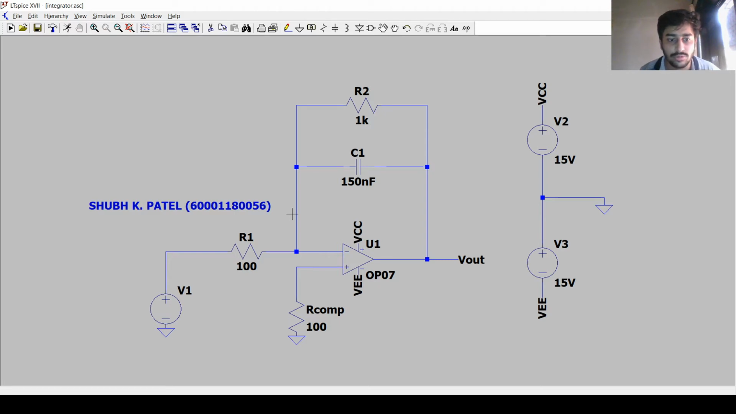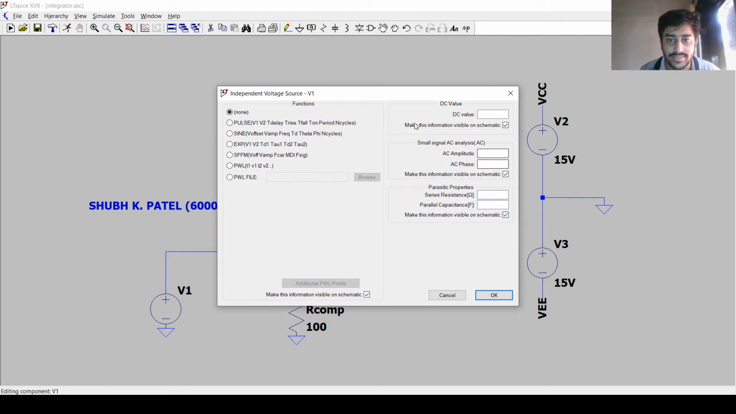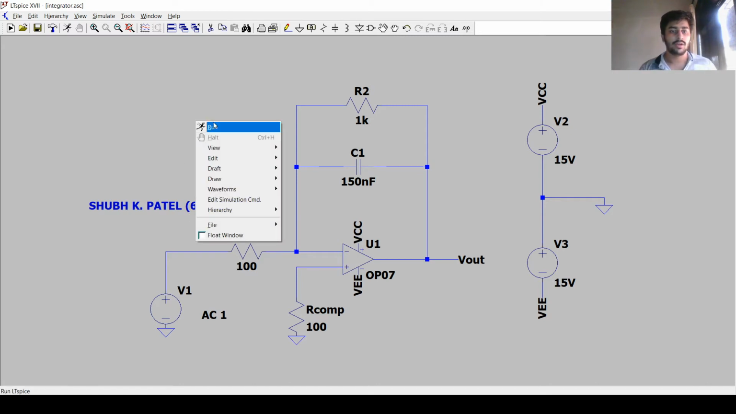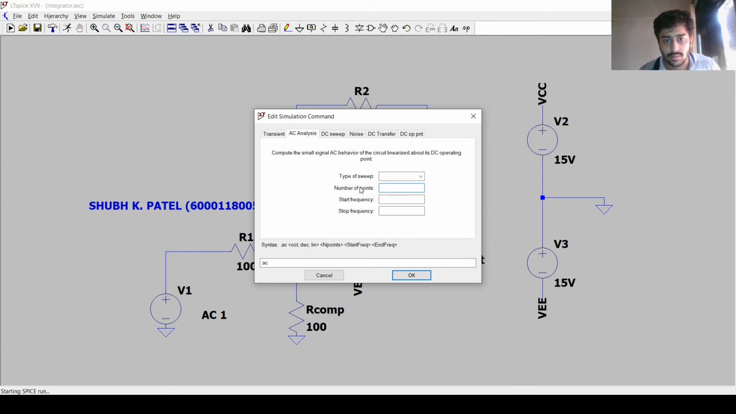To get the frequency response, we will right click over here, click on advanced, go to the AC amplitude, type 1 in this box, click on OK. Now right click anywhere on the screen, click on run, go to AC analysis section. In the first box, select decade. In the second box, type 2000. In the third box, which is start frequency, we will type 1 Hertz. And the stop frequency at 100 kilohertz. Click on OK.